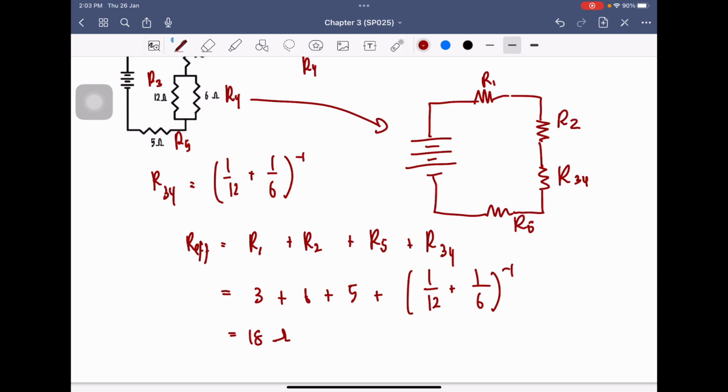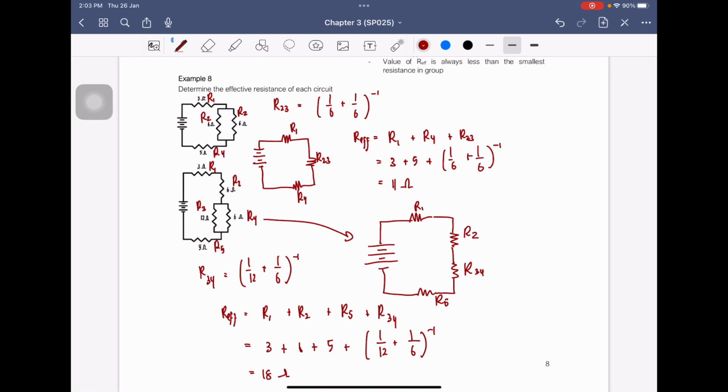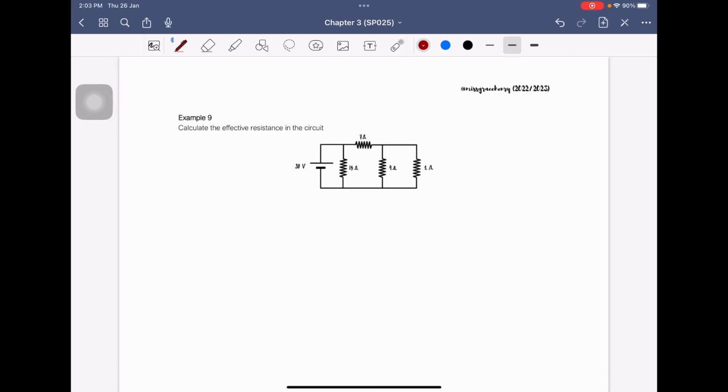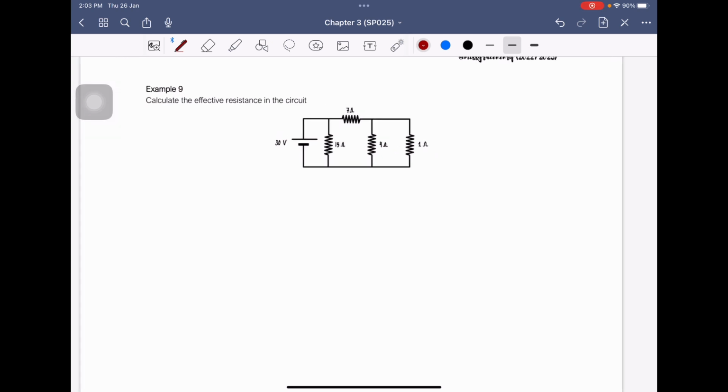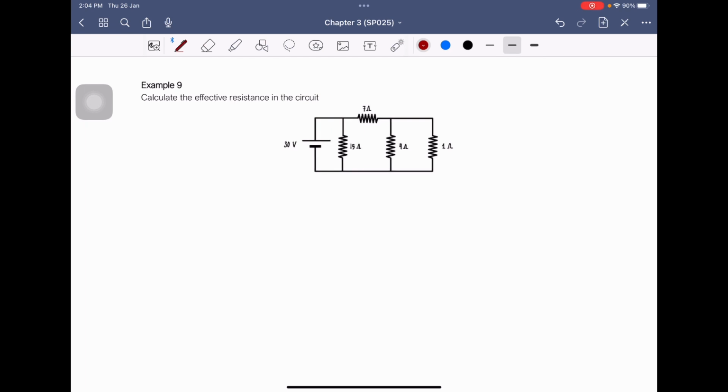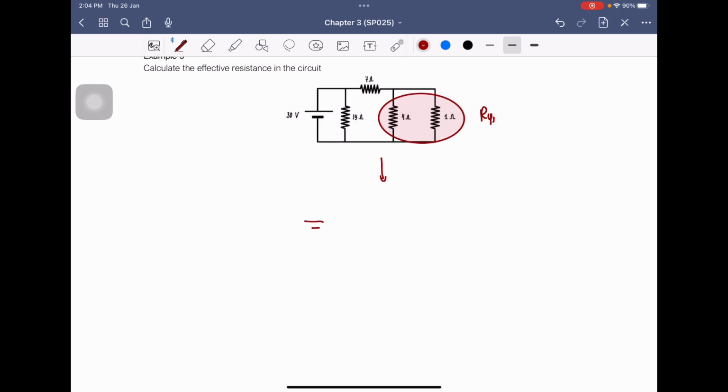Okay. Alright, so that is example number 8. Now we have to look at example number 9. So this is not really complicated, but you just have to know which one you should solve first. Okay, so what I would do is work towards the battery. So we are gonna do this one first. So this is R41. And then the diagram will be like this.